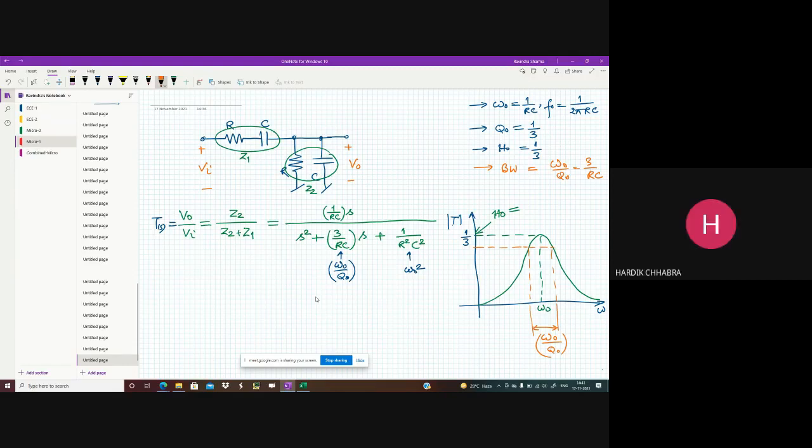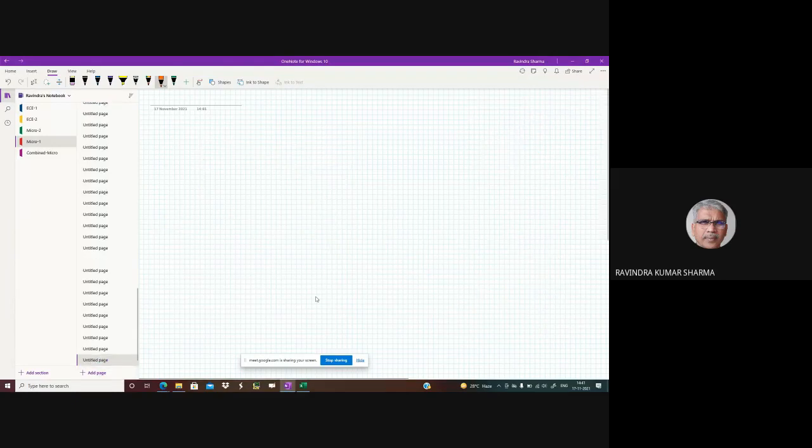Yes, sir. तो आप ये पैरामीटर नोट करो कि इसका क्वालिटी फैक्टर 1 बाई 3 है, गेन इसका 1 बाई 3 है, और जिस फ्रीक्वेंसी पे गेन 1 बाई 3 है वो है 1 बाई 2 पाई RC. ठीक है? Now let me move to the next page.